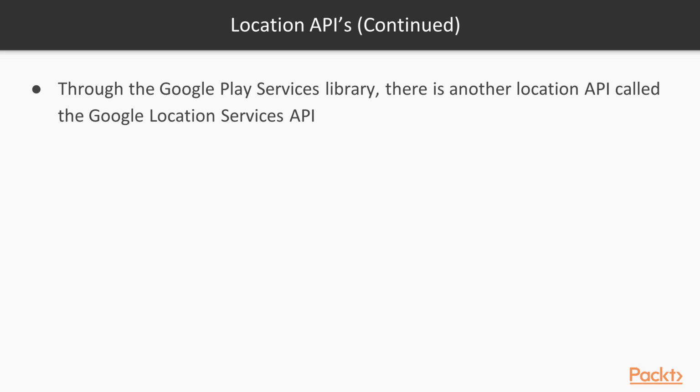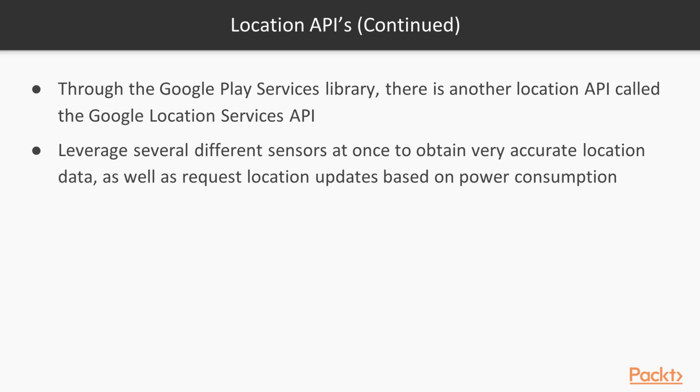Now, there's another location API provided through the Google Play Services library. This API is called the Google Location Services API, and is currently recommended instead of using the Android Framework API. Its current recommendation status is because it allows developers to easily leverage several different sensors such as Wi-Fi, GPS, cellular data, gyroscope, accelerometer, and magnetometer to gain a very accurate location read. Using this API, you're also able to intelligently request location updates that take into effect current network conditions and battery impact.